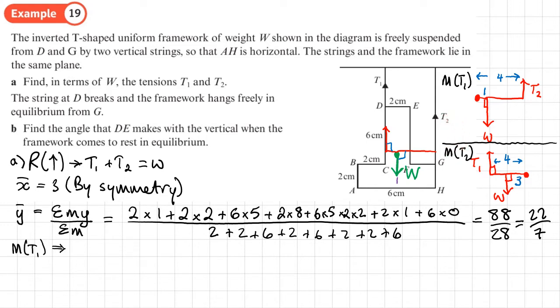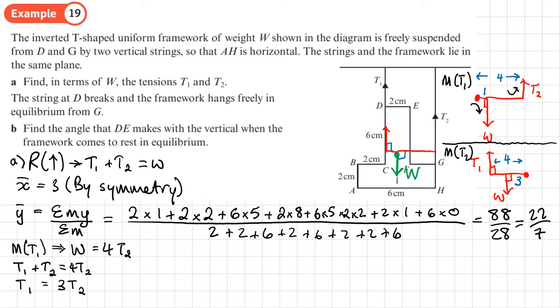So taking moments about T1, if I were to do it this way, I'd have 1 times by W, which is my clockwise moment, is going to equal 4 times by T2, which is my anti-clockwise moment, so I've got 4T2. If I now substitute that into my forces equation here, I'm going to have T1 plus T2 is equal to W, which is 4T2. That means that T1 is equal to 3T2.